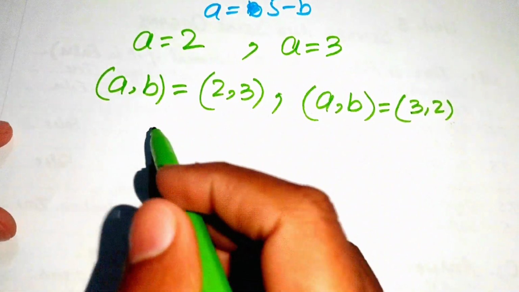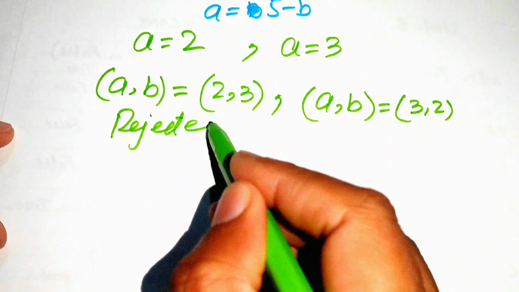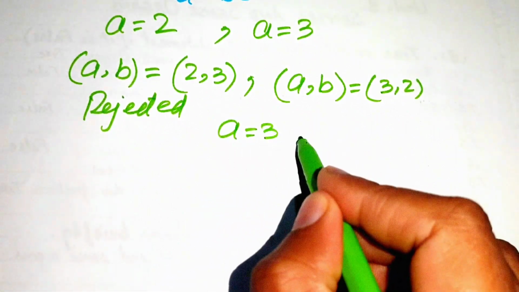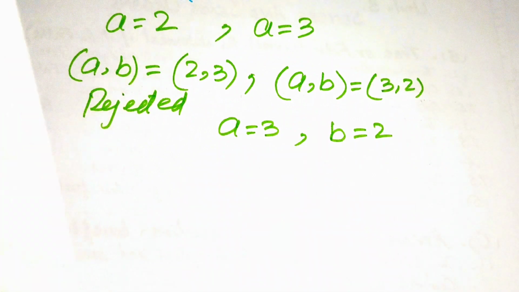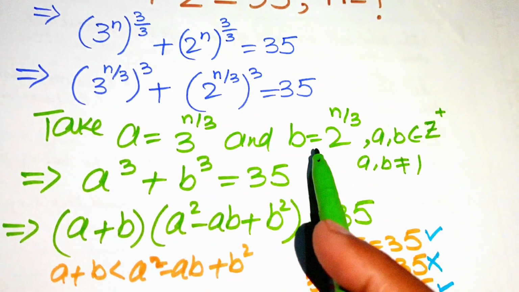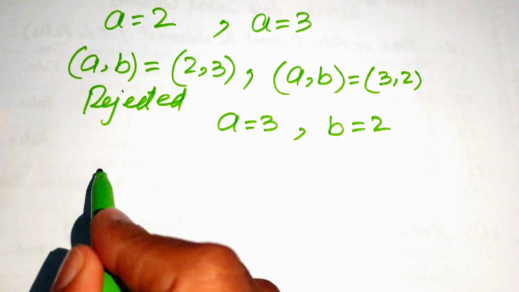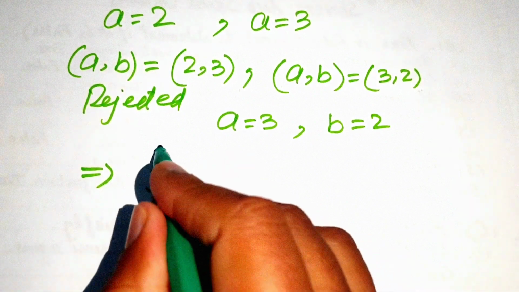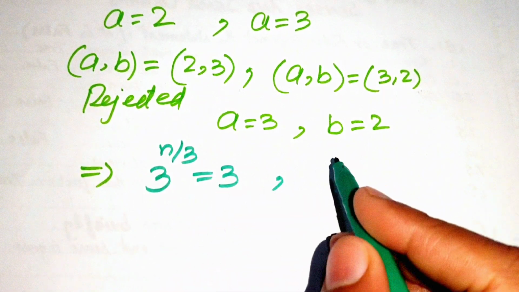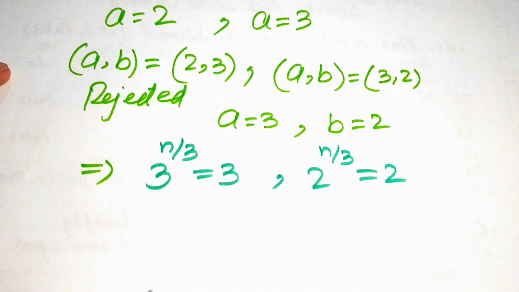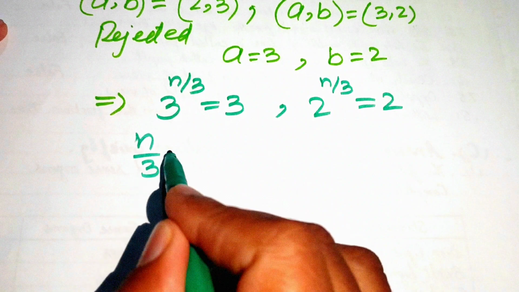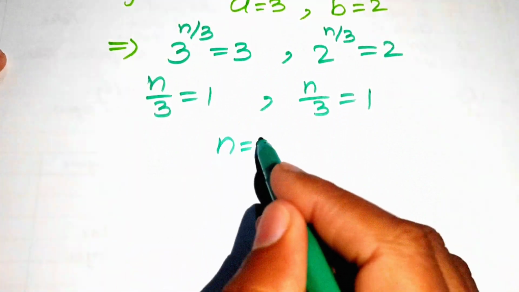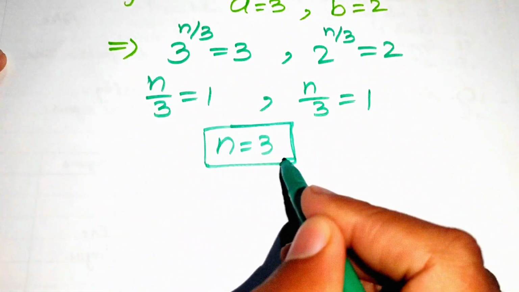Here we reject the first case because it cannot give us the integer solution, and we proceed with the second case only. In this case we have a equals 3 and b equals 2, and at the start of the problem we took a equals 3 to the power of n over 3 and b equals 2 to the power of n over 3. So we back substitute these two values and move towards our final answer. We put a: 3 to the power of n over 3 equals 3, and b: 2 to the power of n over 3 equals 2. Now we compare both sides and get n over 3 equals 1 in both cases. So in both cases we get the value of n equals 3. This is our final answer to this question.